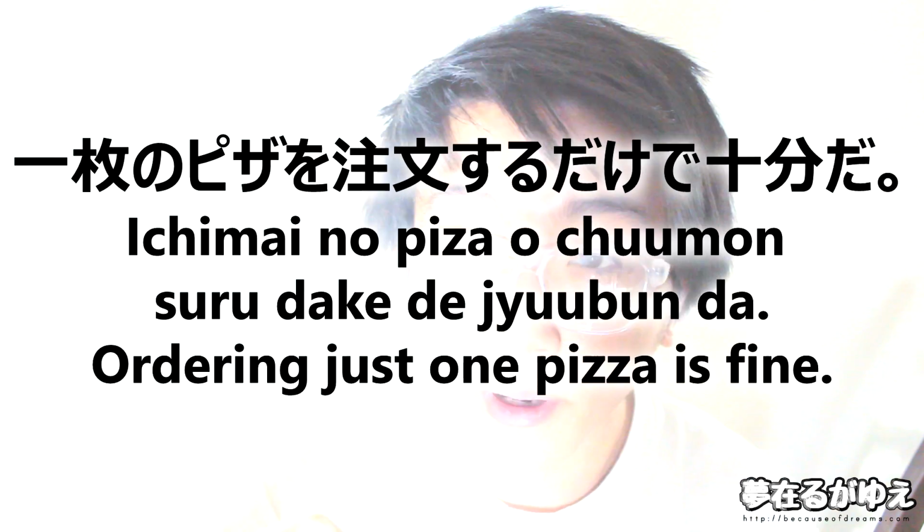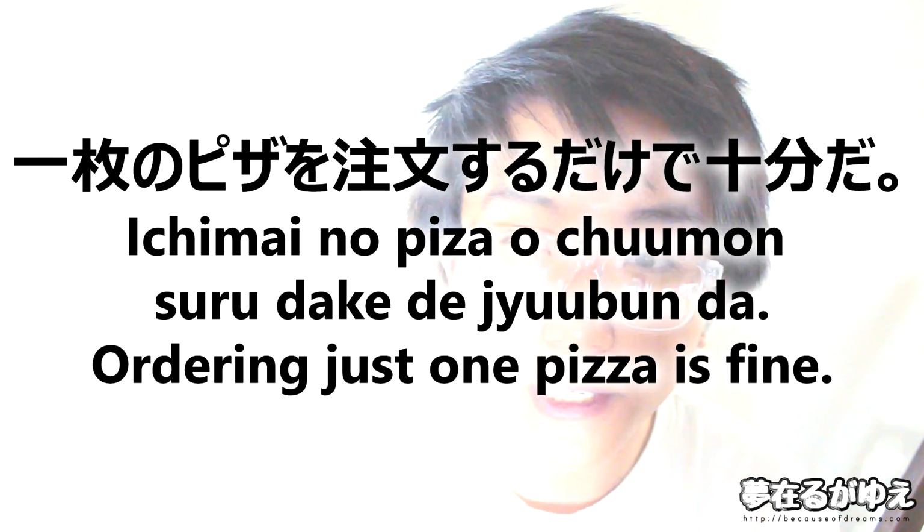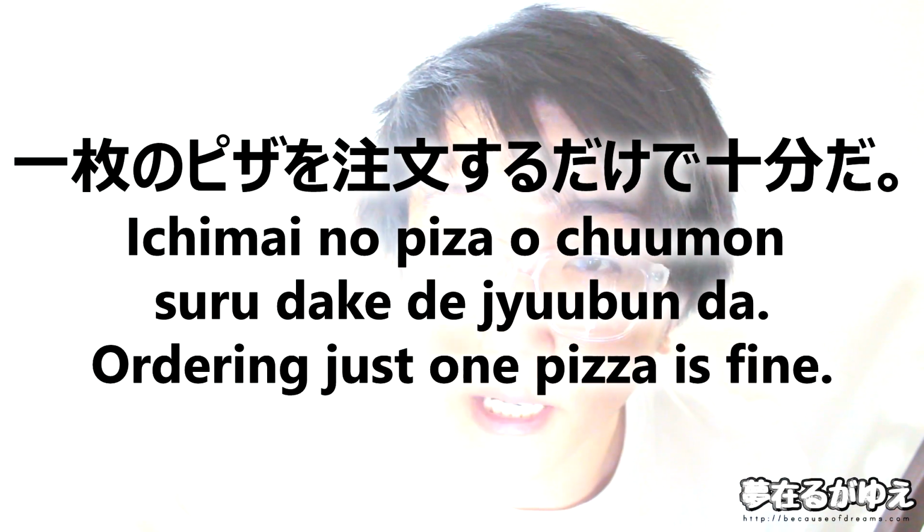We have the line, ichimai no pizza o chumon suru dake de jubun da. And so what this example sentence is going to translate to is ordering just one pizza is enough or sufficient. So let's break down this sentence bit by bit.